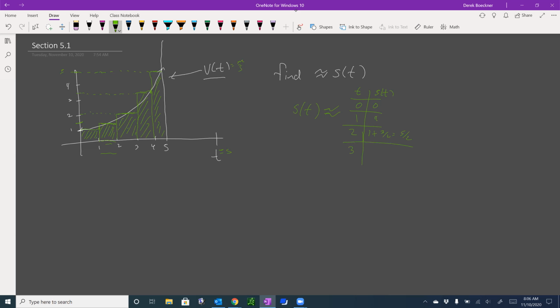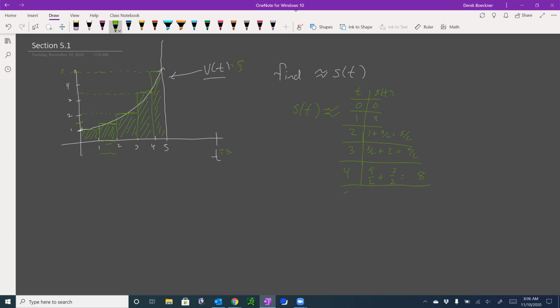After 3 seconds, we've gone the area of the first 3 boxes, plus 2. So that's 9/2. After 4 seconds, how far have we gone? We've gone 9.5 plus another 3.5, which is 7/2. So that's 8.